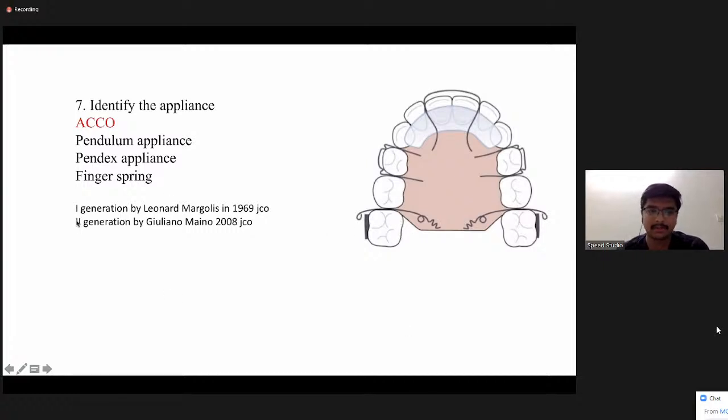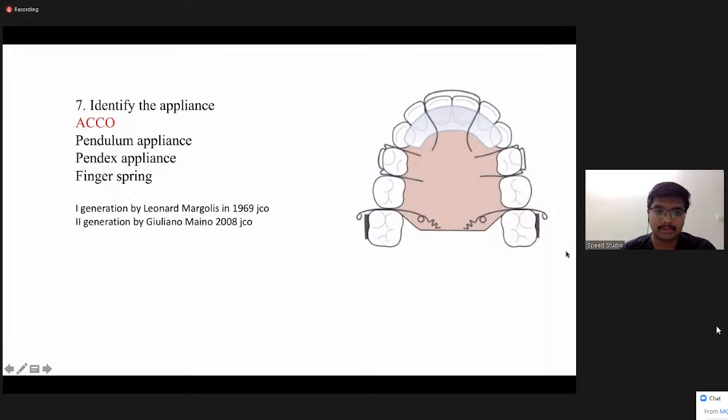So what is the major difference between first generation and second generation is that in the first generation, the distalization of the molars will be carried out through an appliance called a headgear, which facilitates the distal movement of the bilateral maxillary molars. So the name involves acrylic cervical occipital appliance. So the molars are planned to move cervically and occipitally with the help of a headgear, which later in the second generation was replaced with a finger spring that is placed bilaterally mesial to the molars.